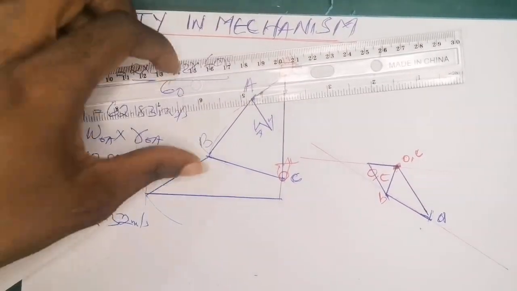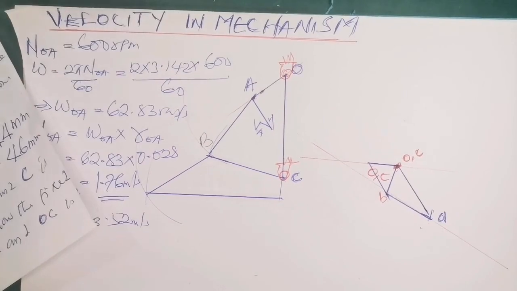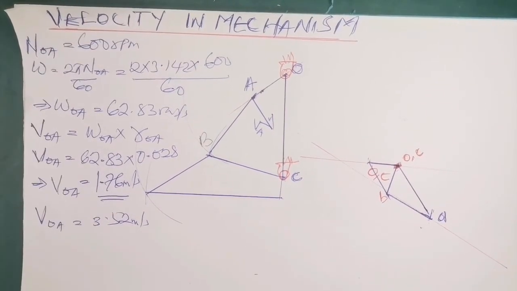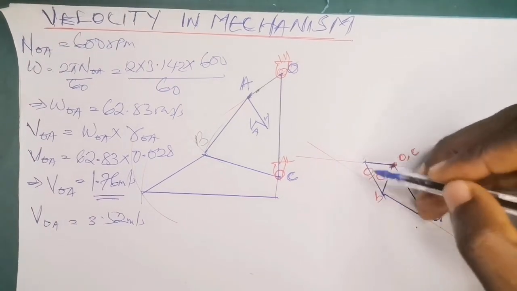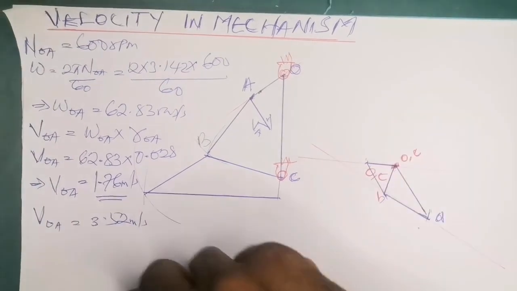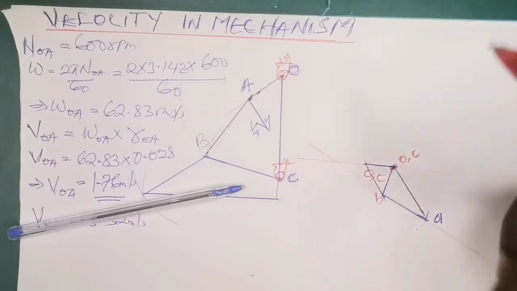So this becomes the velocity diagram. All right, so this is now point D. This is going to be point D.